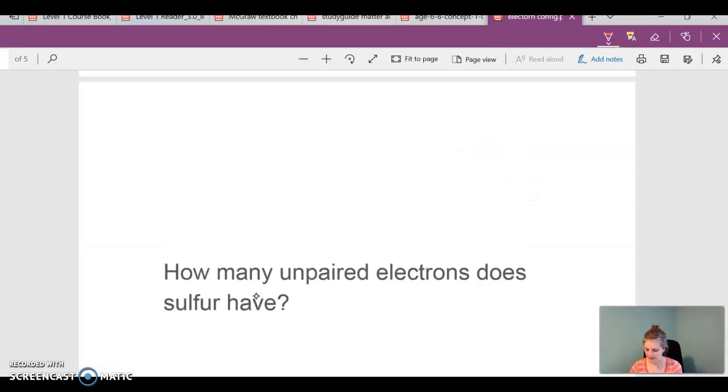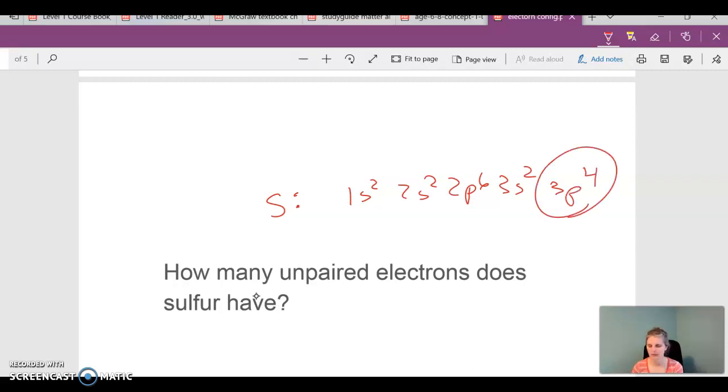How many unpaired electrons does sulfur have? Or any kind of question about unpaired electrons. That's when I would write it out. Sulfur would be 1s2, 2s2, 2p6, 3s2, 3p4. The unpaired electrons are only going to happen at the end, so 3p4. And then I want to say, how many orbitals does p have? P has 3 different shapes, so it has 1, 2, 3. 3 lines to it. There are 3 3p orbitals.